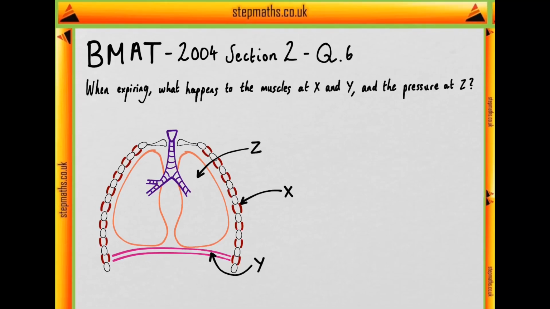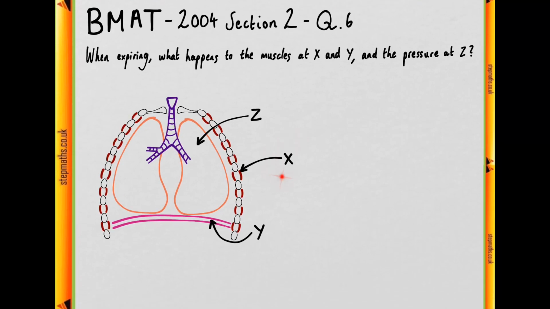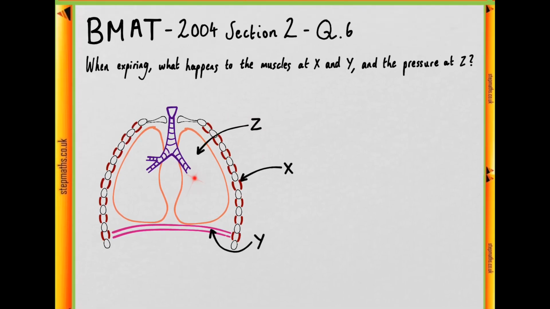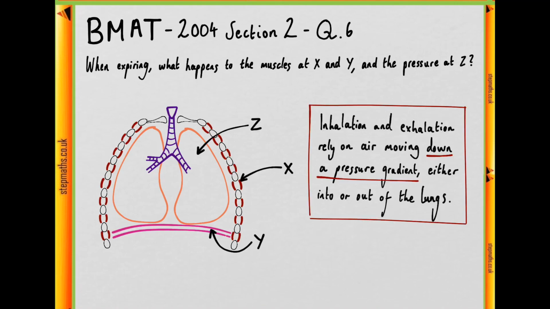Okay, so bearing that in mind, we need to think about whether we have contraction or relaxation, and whether at Z there will be an increase or a decrease in pressure. Well, let's first think about Z, since that will help us understand what's going to be happening at X and Y. So the thing to remember is that inhalation and exhalation rely on air moving down a pressure gradient, either into or out of the lungs.